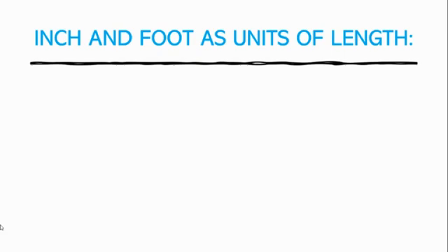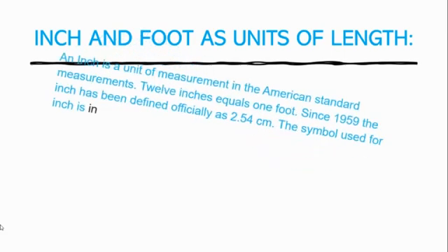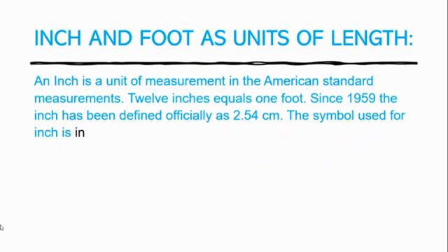Let's go to the next one: inch and foot as units of length. This is interesting. An inch is a unit of measurement in the American standard measurements. 12 inches equal 1 foot. Since 1959, the inch has been defined officially as 2.54 centimeters. The symbol used for inches is in. Mostly, inch and foot are used for measuring height. This is really common: if you search on Google for an actor's height, you always see 5 feet 6 in, 5 feet 11 in, like that.